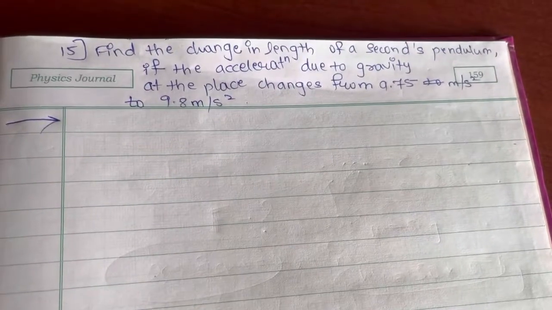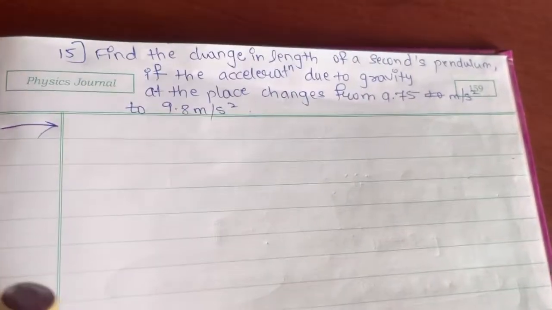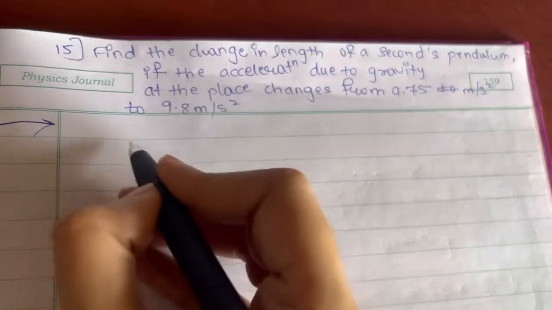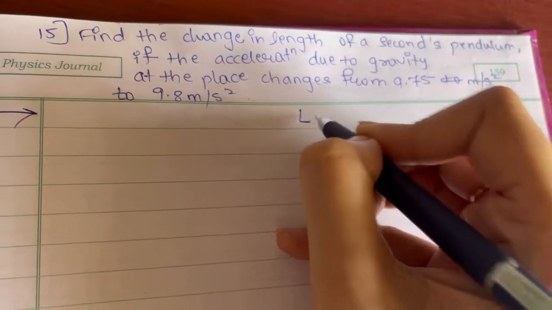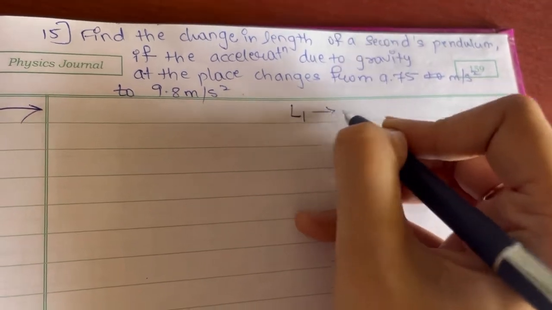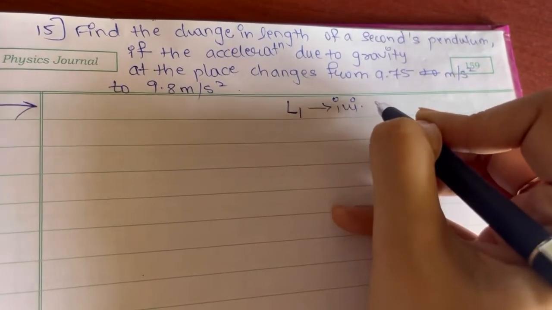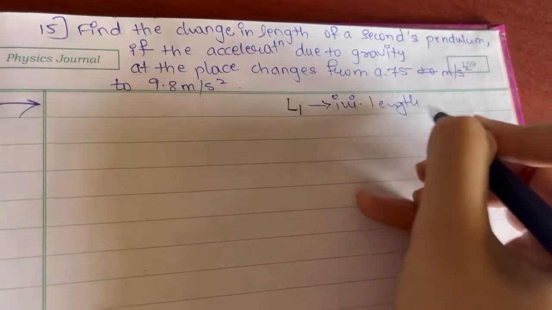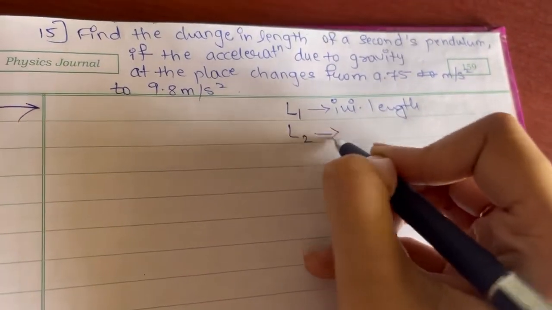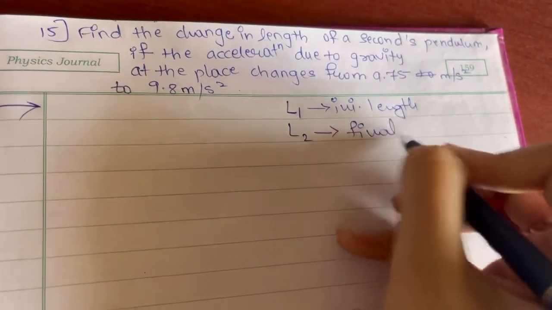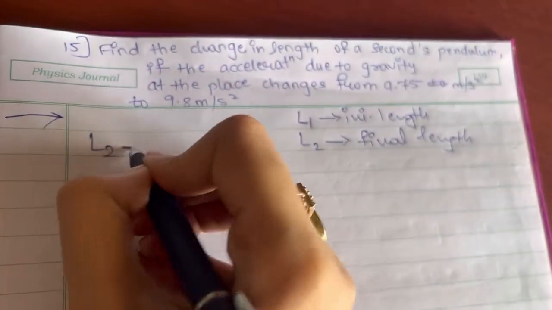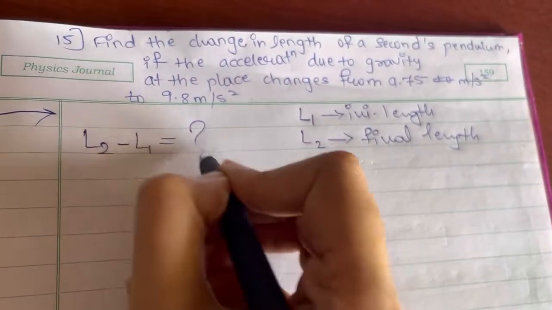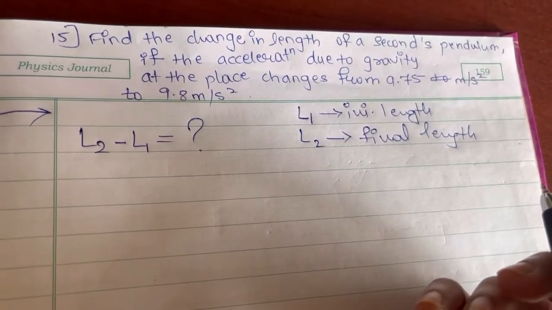Starting with numerical number 15, find the change in length. Change in length means first you'll have to specify initial length. Let L1 be initial length and L2 be final length. So now it becomes easy to tell you the formula for change in length, that is L2 minus L1.